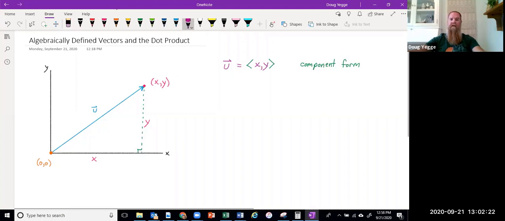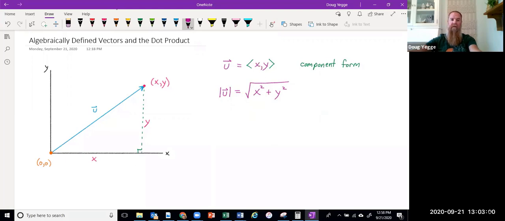Now that we've defined this vector in this given way, we could also come up with a formula for finding the magnitude of that vector. Keep in mind the magnitude is nothing more than just the length of this vector, which you might notice is the hypotenuse of that right triangle. So I'm simply going to take x squared plus y squared and take the square root. And so the magnitude of a vector is found by simply using the Pythagorean theorem.